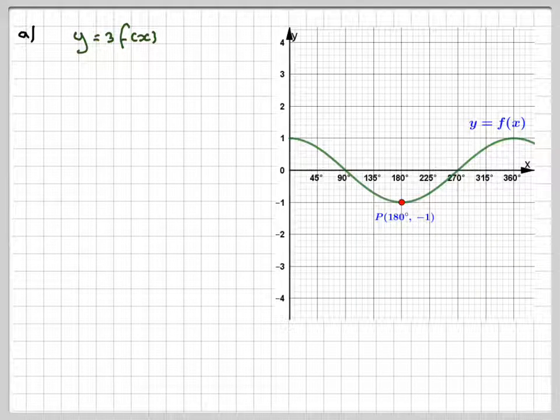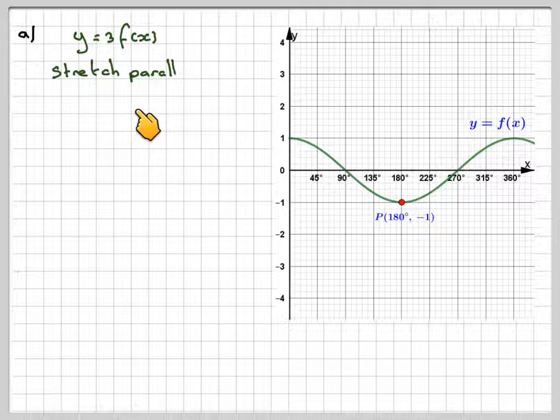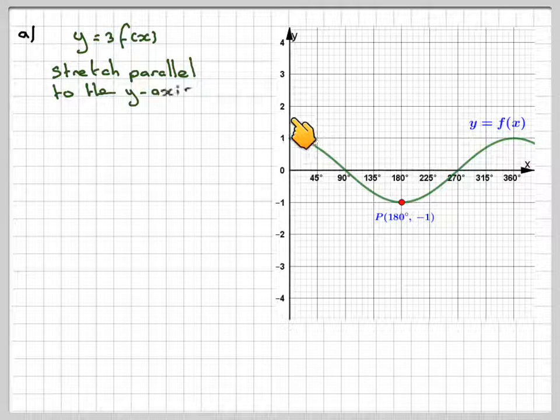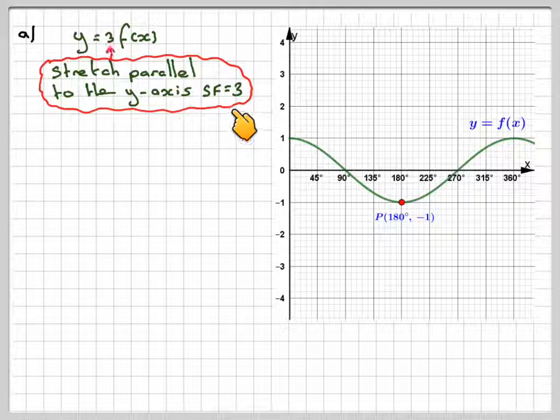Okay, so we've got y equals 3f(x). What this stands for is a stretch parallel to the y-axis, stretch factor 3. So moving some points, this point here will go to here. This point will stay where it is. This point will go down to here, i.e. this is 1, this is now 3, this is minus 1, so it's now minus 3. This point will stay here, and this point will move to here.